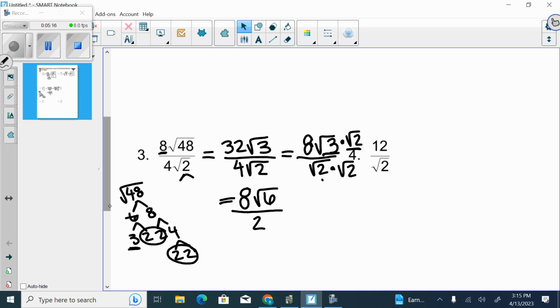All right, so we did get rid of the square root in the bottom, but I can simplify these now, right? So what is 8 divided by 2? 4. So we end up with 4 square root of 6.